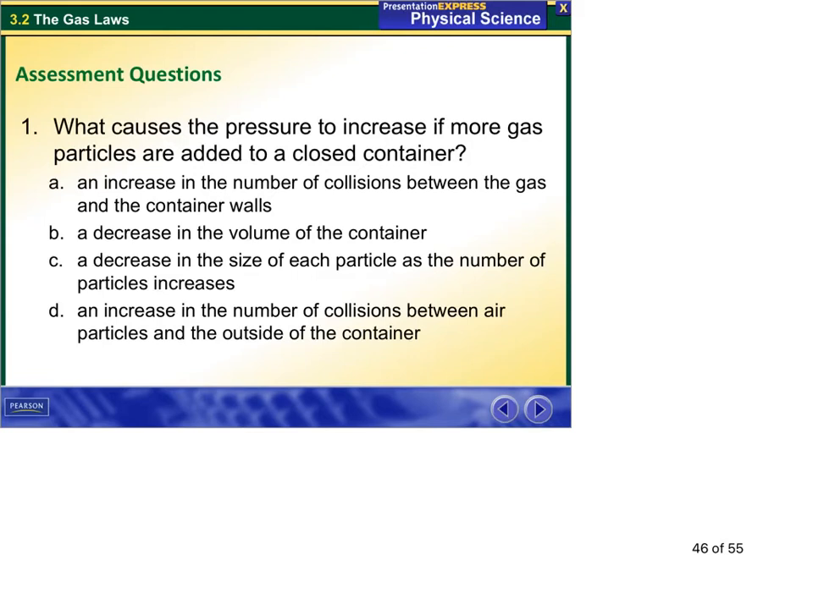And then a few quick questions. What causes the pressure to increase if more gas particles are added? Remember, everything about pressure is related to number of collisions, so an increase in the number of collisions between the gas and the cylinder wall. Cause is always related to number of collisions, between the gas and the inside wall of the container. D is very close to the right answer, except they said the outside of the container, so it doesn't make any sense. And the size of the particles does not change, and the volume of the container is not changing.